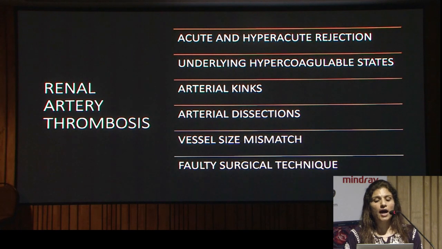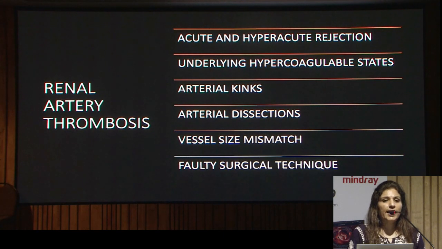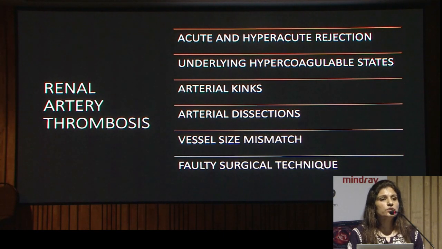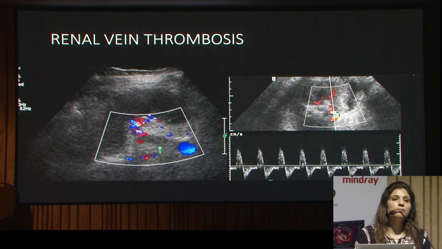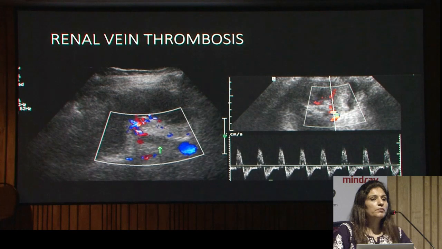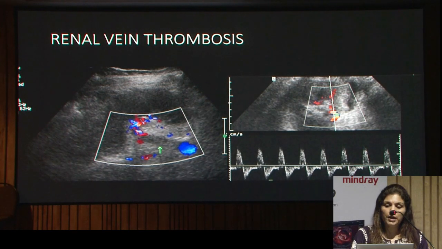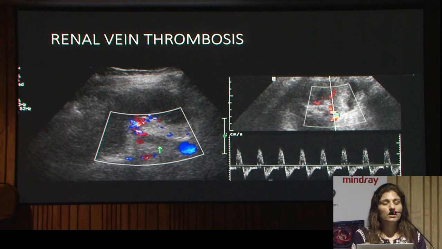There could be underlying hypercoagulable states, arterial kinks, dissections. There could be a vessel size mismatch or a faulty surgical technique. So this is not what we need to see, but what we need to comment is there is no flow within the renal artery and the renal parenchyma, and this is very important because this is going to salvage the kidney. Renal vein thrombosis, again a very dreaded complication.